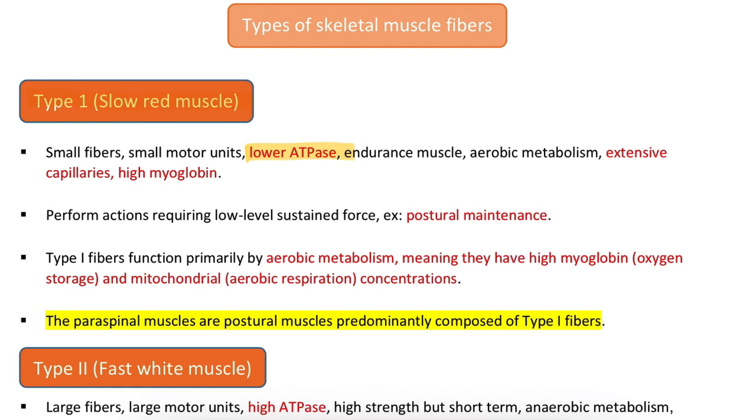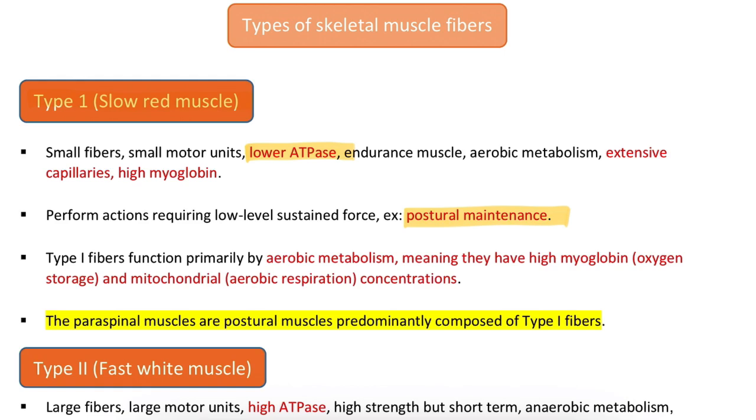For example, these fibers dominate in postural muscles like the paraspinal muscles, which keep us upright all day. Clinically, why is this important? Type 1 fibers use aerobic metabolism, which means they rely on oxygen and mitochondria to generate ATP. That's why they don't tire easily.